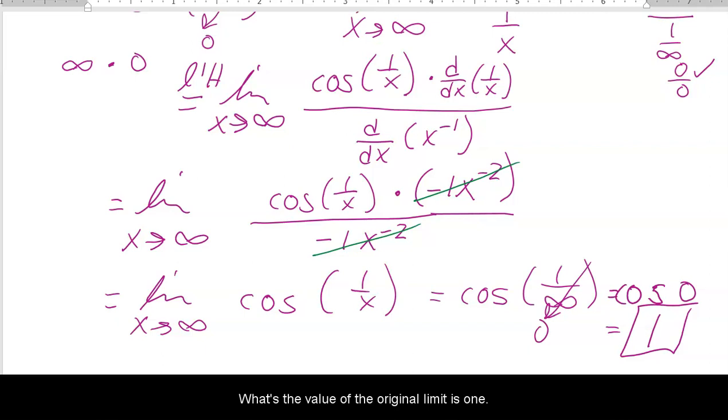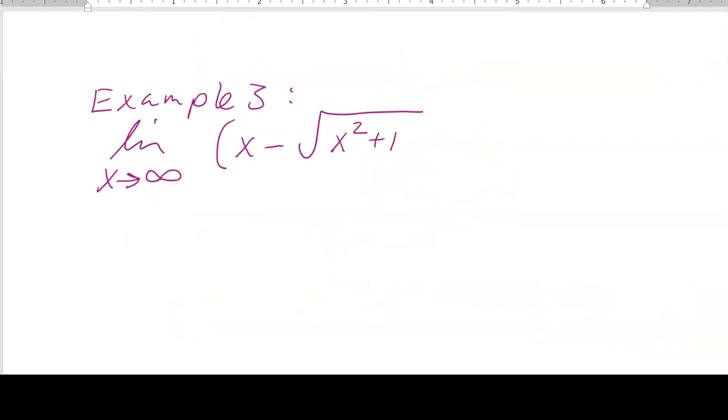Thus, the value of the original limit is 1. Let's take a look at another example of the arithmetic form. In example 3, we see one with the indeterminate form infinity minus infinity, which we have not done yet.